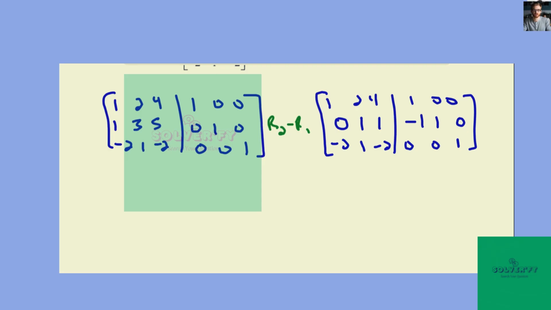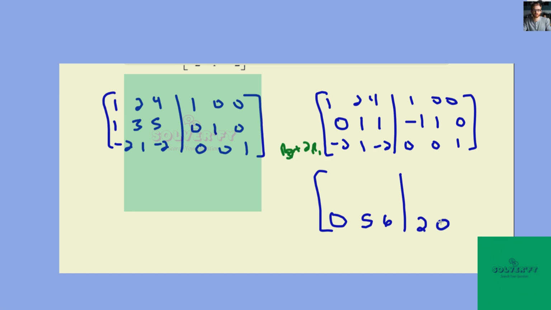Then we could get a 0 in row 3 by adding row 3 to 2 times row 1. Adding row 3 to 2 times row 1 and putting that in row 3. So it'd be negative 2 plus 2, 1 plus 4, negative 2 plus 8, 0 plus 2, 0 plus 0, 1 plus 0.